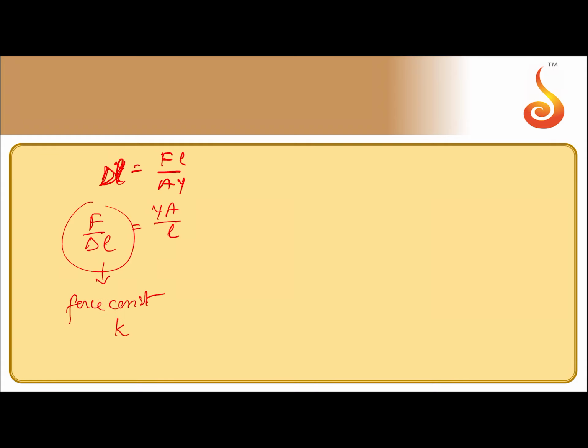Now if you look at it, Young's modulus is given by FL divided by A delta L. Delta L, the elongation, is given by FL divided by AY. Or F divided by delta L is equal to, what is it going to be? YA divided by L. But F divided by delta L gives us the force constant, that is the spring constant. So K2 here is equal to YA divided by L and K1 is equal to K.